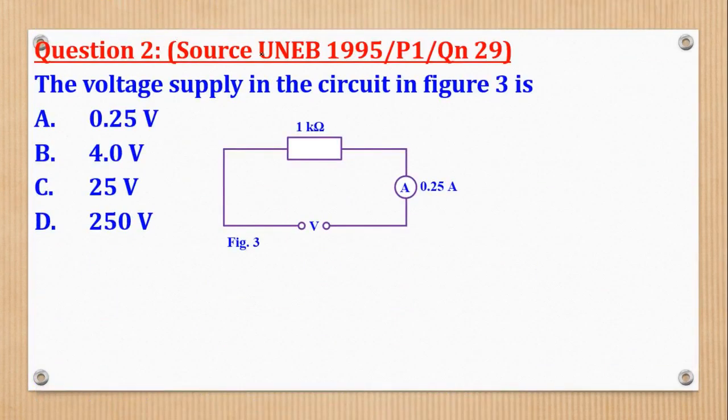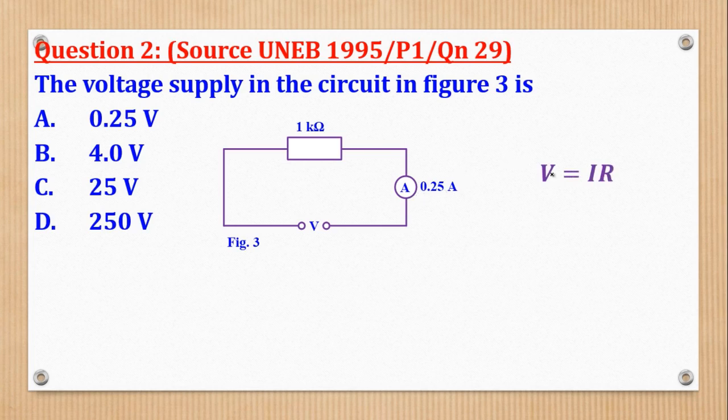So now we shall go to question 2, which came from UNEB 1995, paper 1, question 29, and says the voltage supply in the circuit in figure 3 is, so we want the voltage supply, that is the PD. In this circuit we have this resistance, but remember it is in kilo ohms. Then we have the current, which is in ampere.